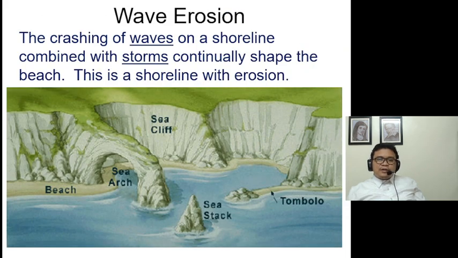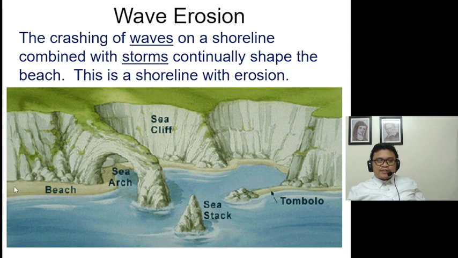Now let's move on to another type of erosion agent, which is wave erosion, which is still caused by water. For example, the crashing of waves on a shoreline combined with storms continually shapes the beach. And this is a shoreline with erosion, for example. In a shoreline, you can see lots of erosion happening, like the formation of sea cliffs and sea arcs.